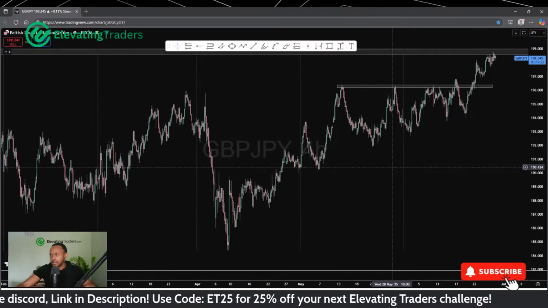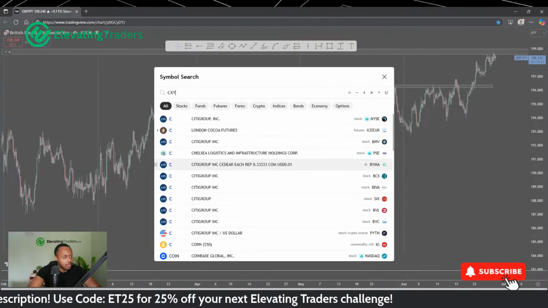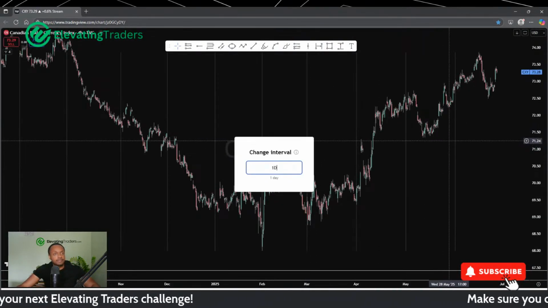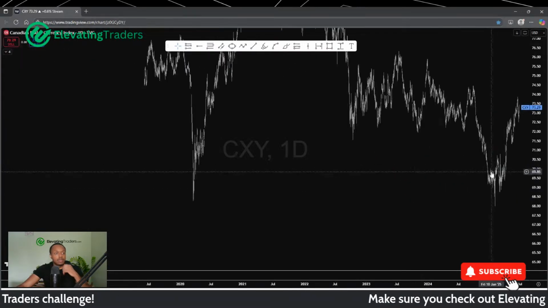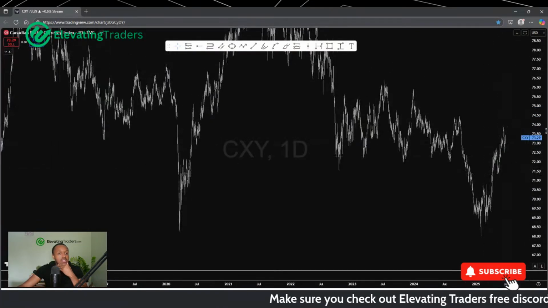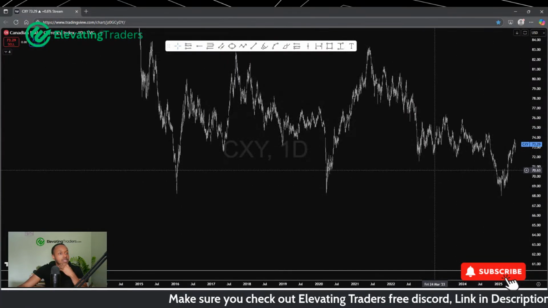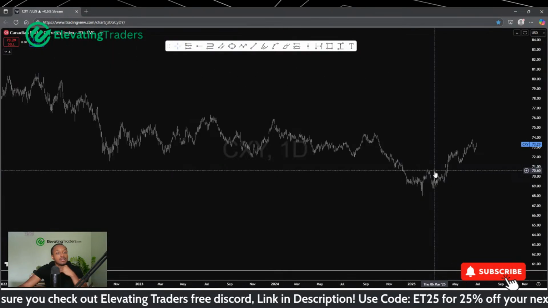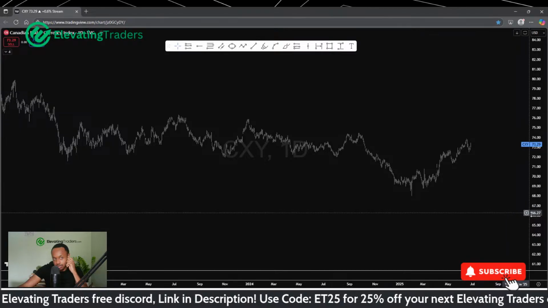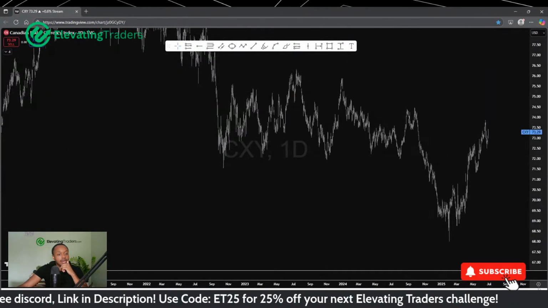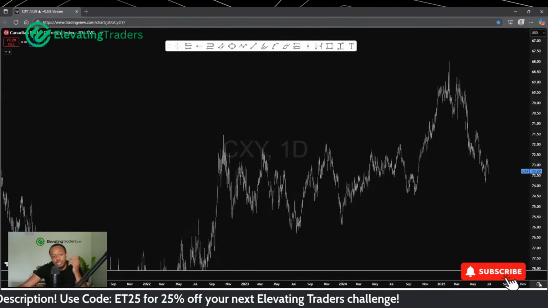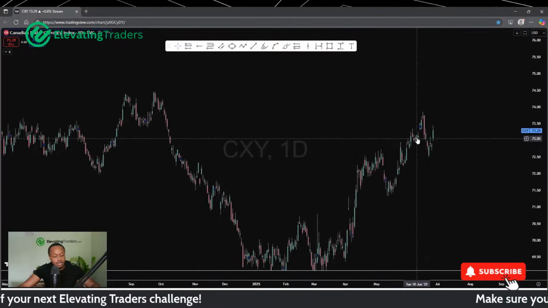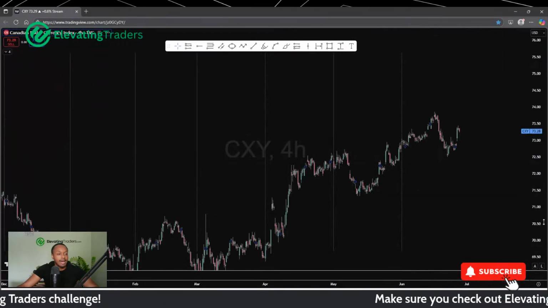Okay, so is CAD CXY? I don't know. Okay, it looks like it is. I've never looked at the CAD. Okay, it looks basically like dollar CAD. It looks exactly like dollar CAD, but flipped. The inverse of USD CAD, which would make sense. But in terms of the CAD index, things are looking pretty bullish right now.